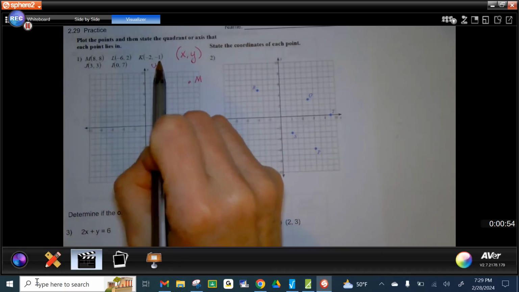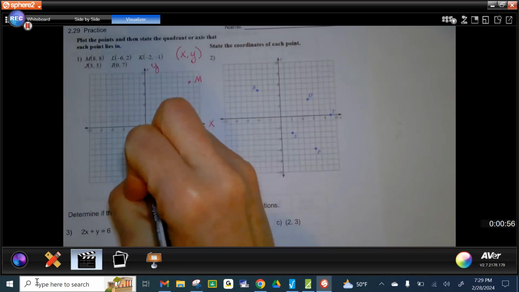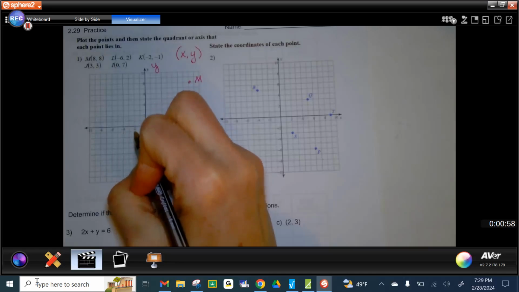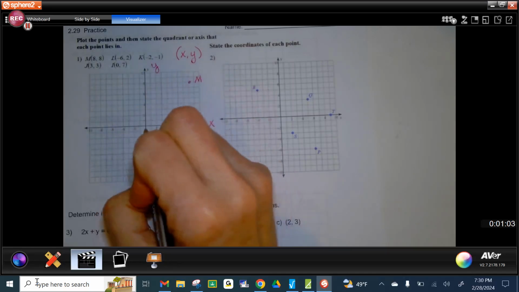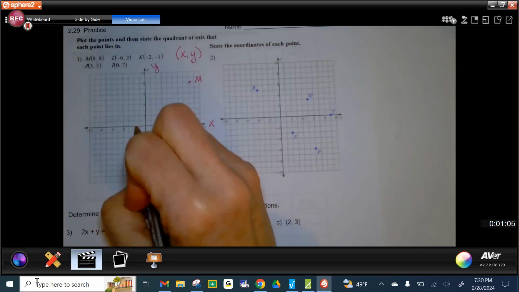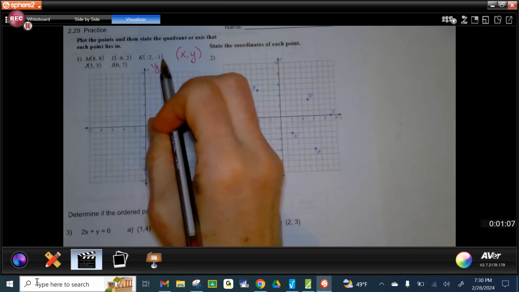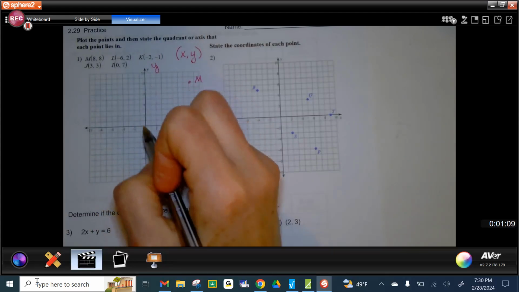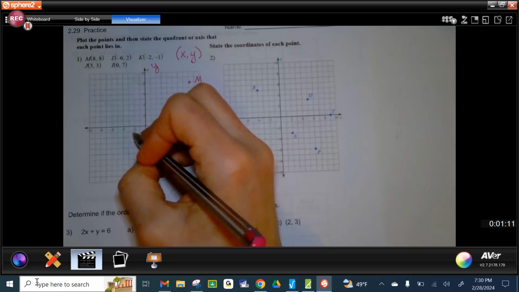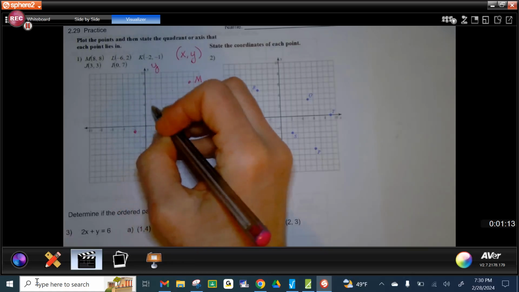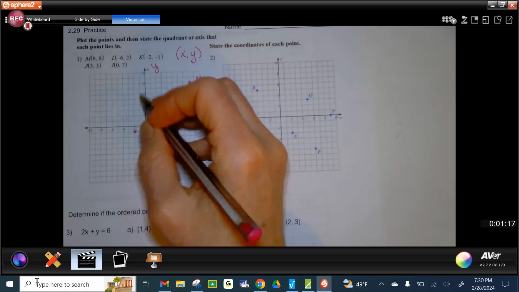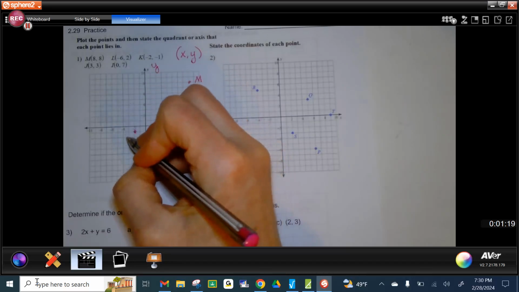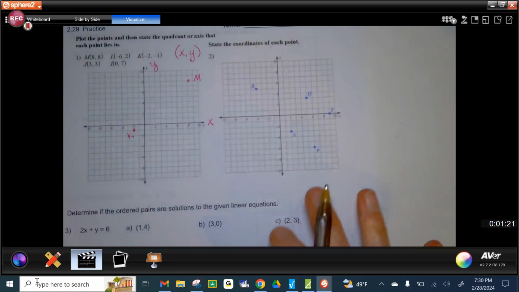So (-2, -1). I'm going to go down to the left, negative 2, and I'm going to go down, right? So the first number is x, so it means I go left to the negatives, negative 2. Then this is the y, and that's telling me to go down. Positive is up, negative is down. So there is negative 2 in the x direction and negative 1 in the y direction. And that's our K. So now you're going to do the rest of those.